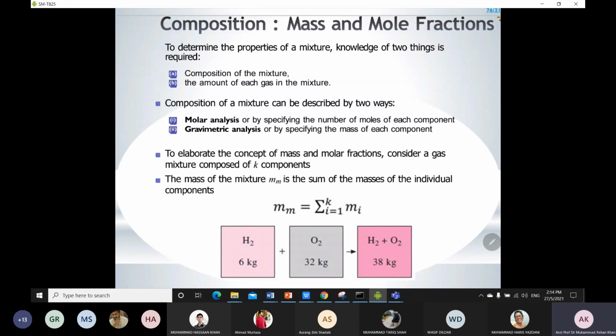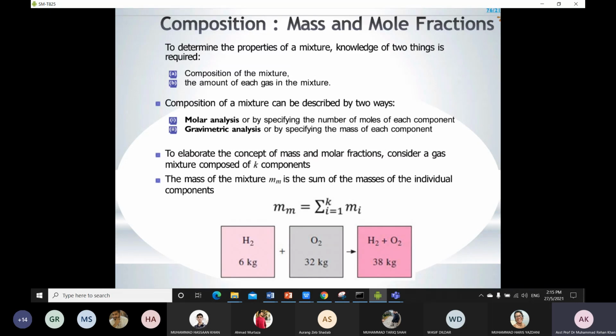To determine the properties of a mixture, knowledge of two things is required: the composition of the mixture and the amount of each component. There are two analyses which we have to perform while doing the combustion process. One is the molar analysis, which is done by specifying the number of moles of each component. So if a problem specifies that you have to perform molar analysis, it means you have to find the mole fractions of the individual components, or maybe the mole fraction of the mixture.